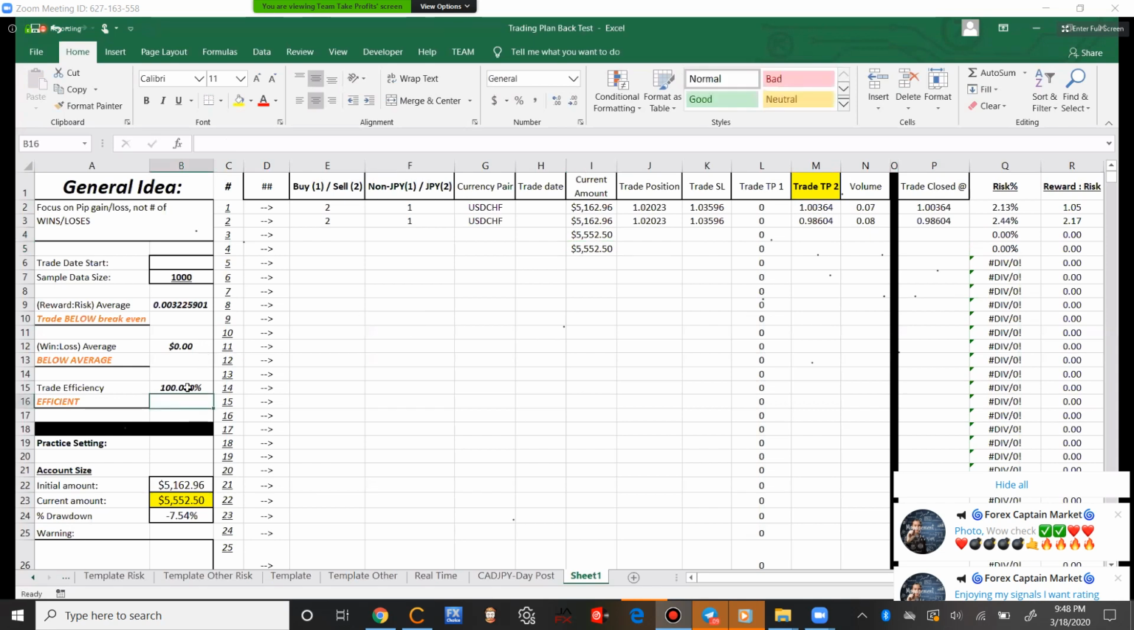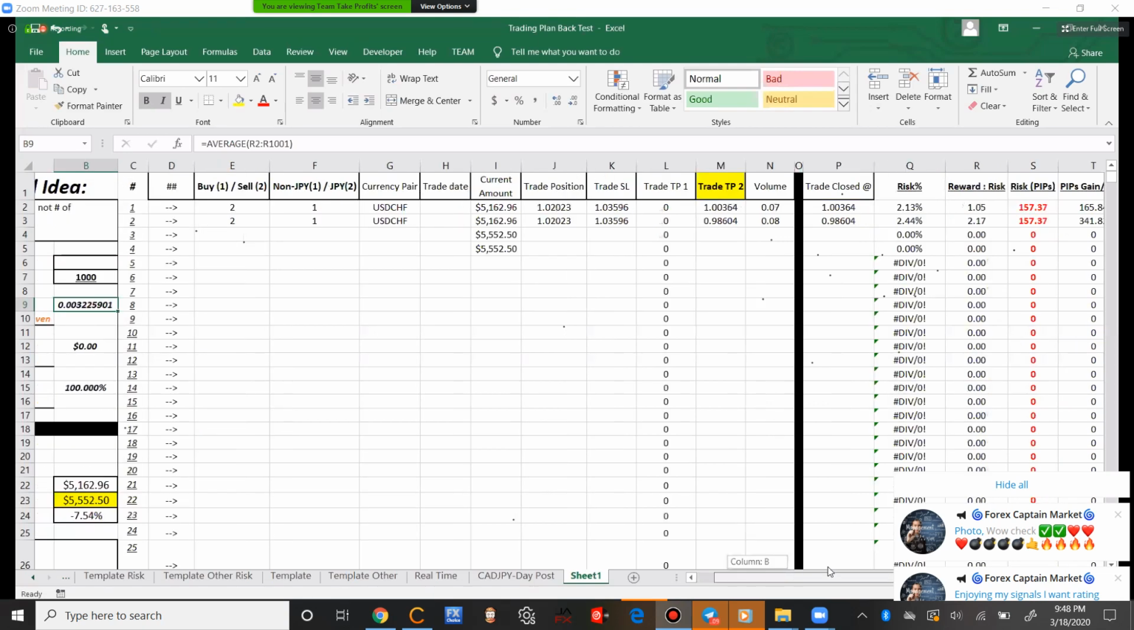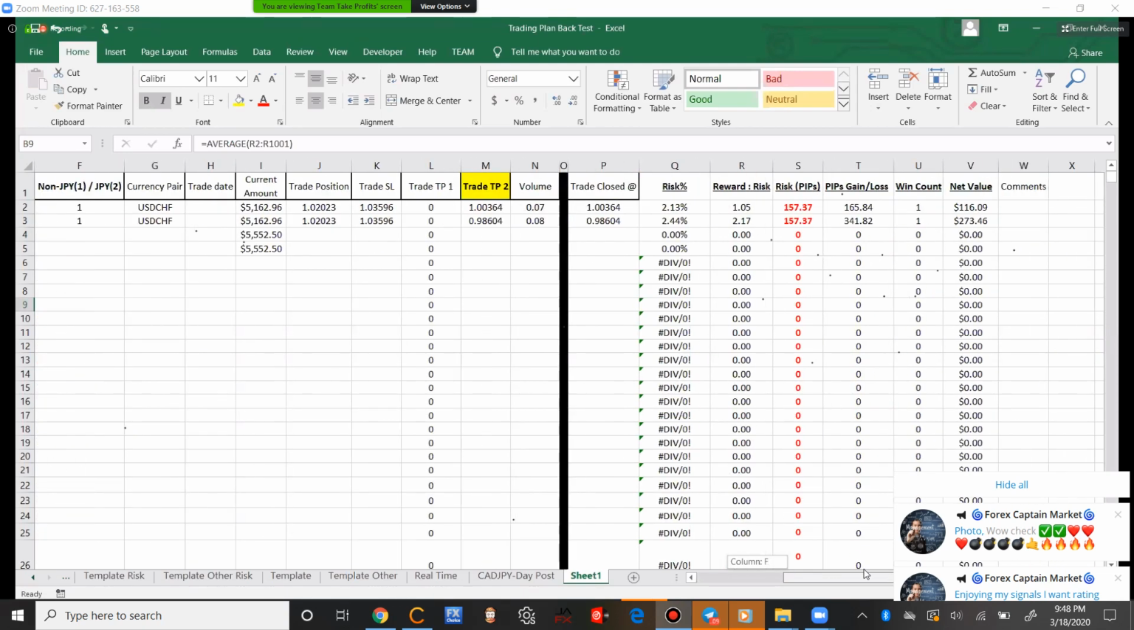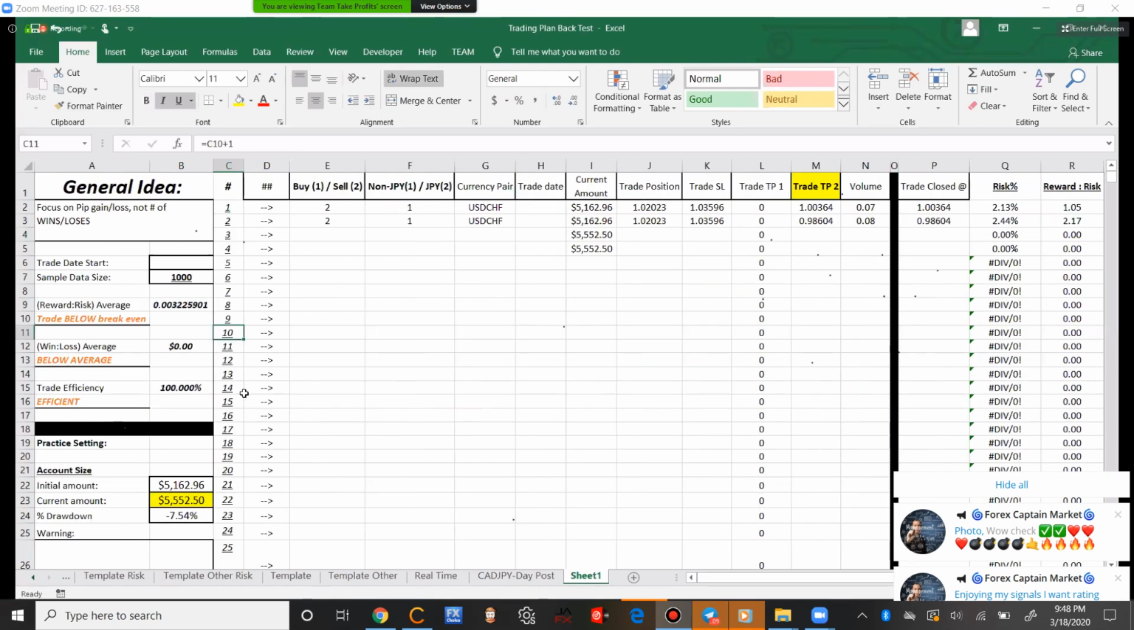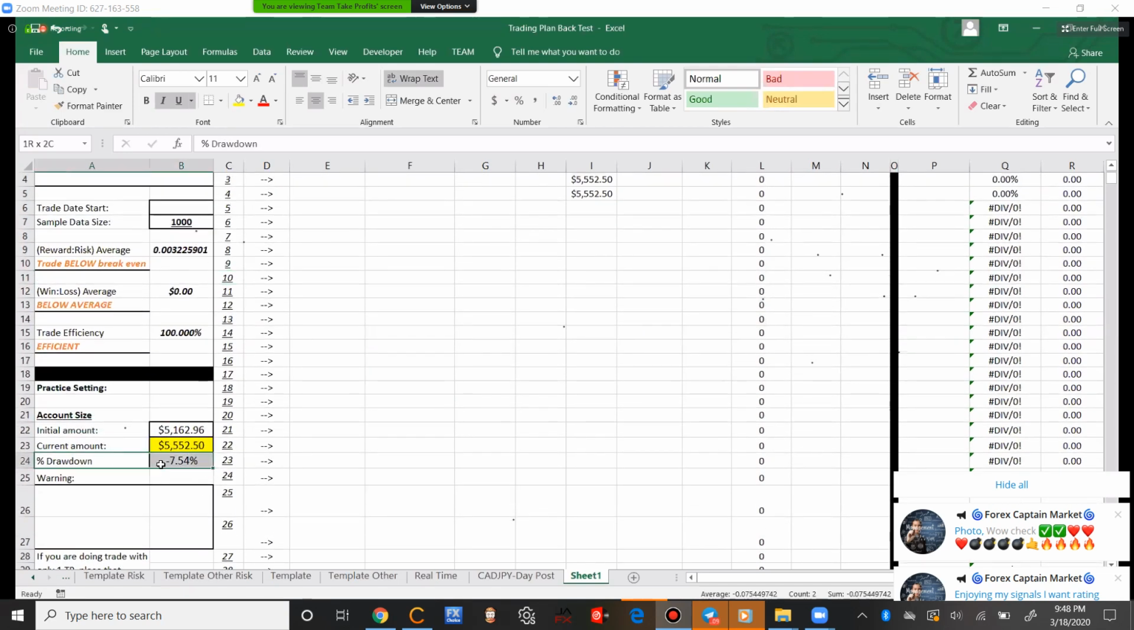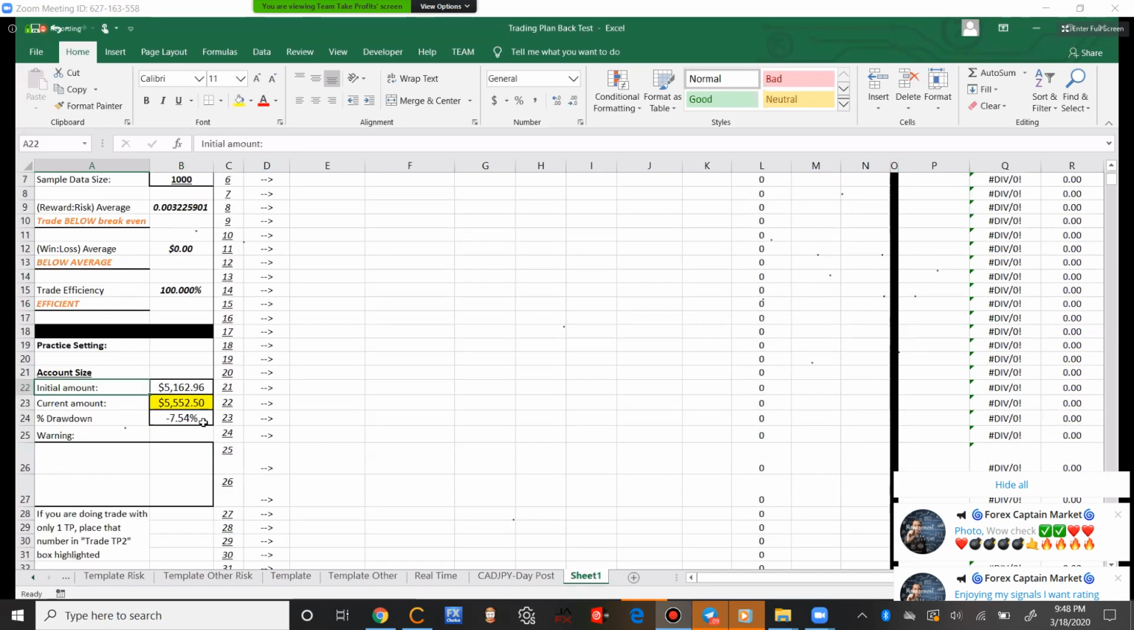And this tells you what your trading efficiency is, what's your win to loss average, your average risk to reward. Let's see. Pretty sure that number is probably not correct. But anyway, just worry about your drawdown here. If it's in the minus, that's good. If it's positive, then that's not good. So minus drawdown in this case is good. The general rule is make sure your current amount is higher than your initial amount.